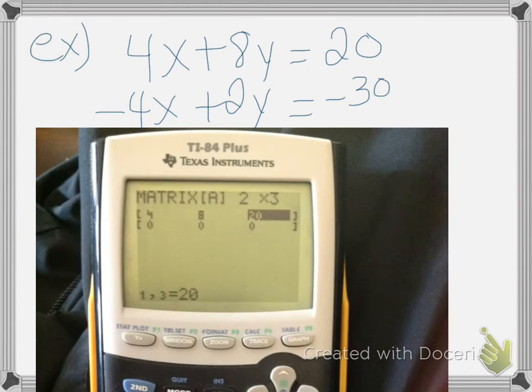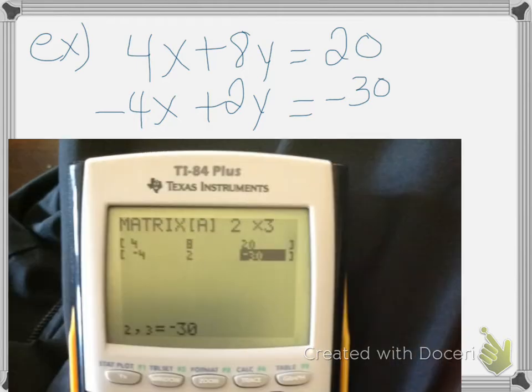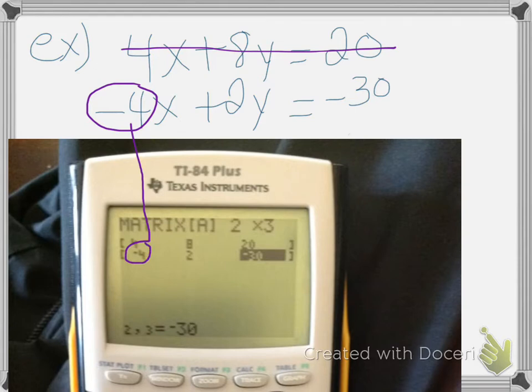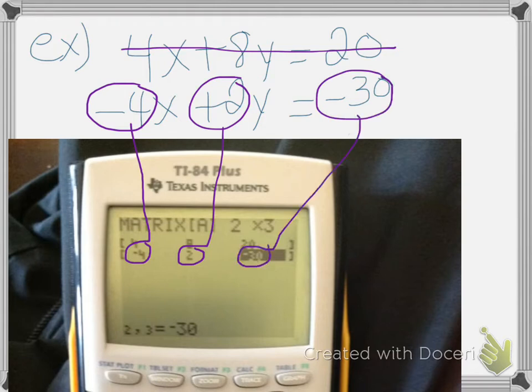Now you're going to do the same thing for the next equation. We forget about this and we go to this one. Don't forget, that's a negative 4. So over here you need to put a negative 4. This is a positive 2, so you come over here and put a positive 2. And this is a negative 30. You come over here and put a negative 30.